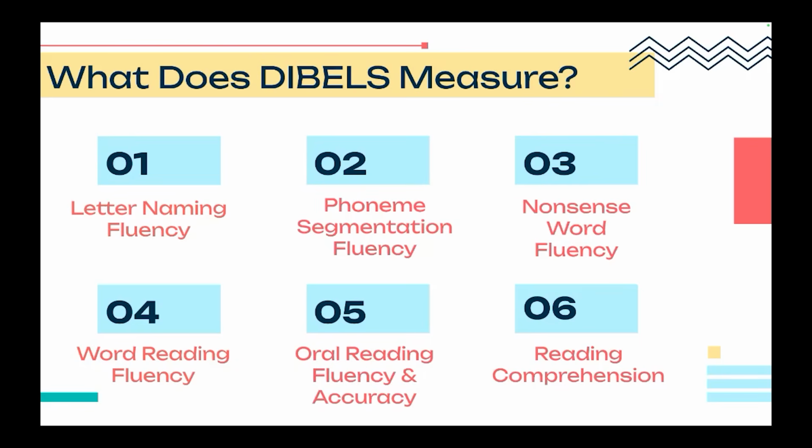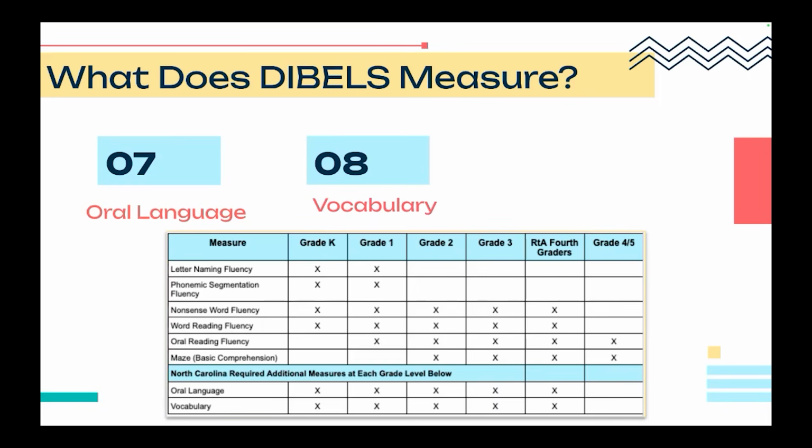So you might be curious as to what exactly DIBELS measures. Well, it measures a variety of literacy development skills, from letter naming fluency to phoneme segmentation fluency, all the way to reading comprehension. North Carolina requires 2 additional subtests, oral language and vocabulary. These are not included in the composite score for each student, and you'll see the composite score when we look at the reports in a little bit.